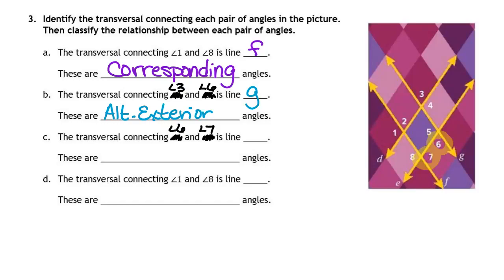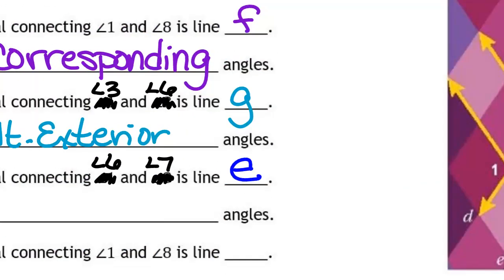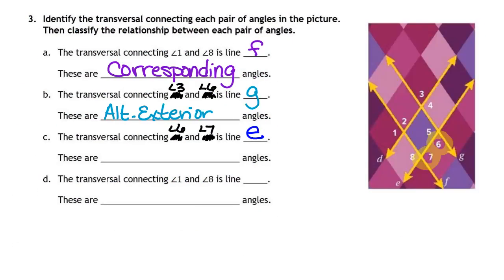What is the transversal that both of these angles touch? E. They both touch E. So E is the transversal. If E is my transversal, then these are the two lines that it's crossing. And I want to know, are 6 and 7 in between, outside, or one of each, these two lines?